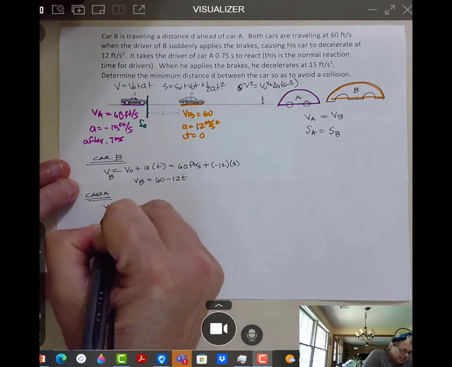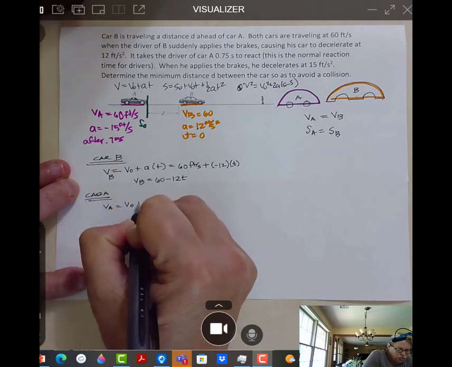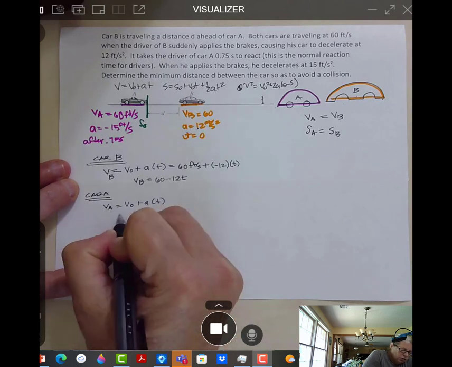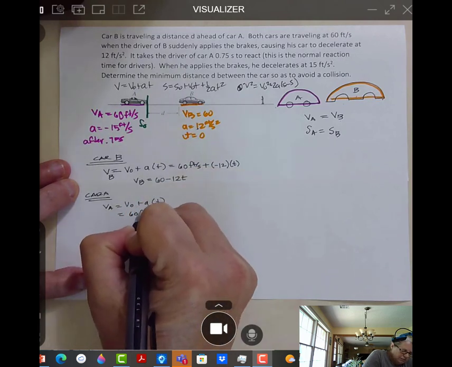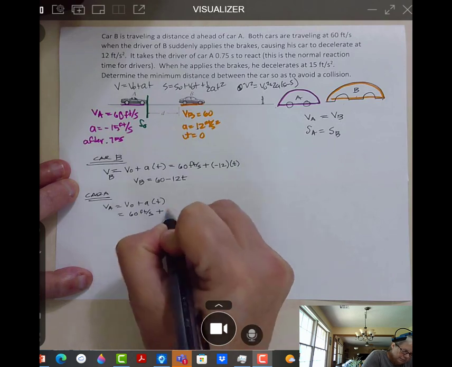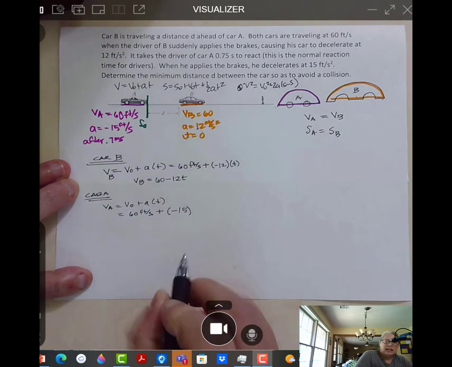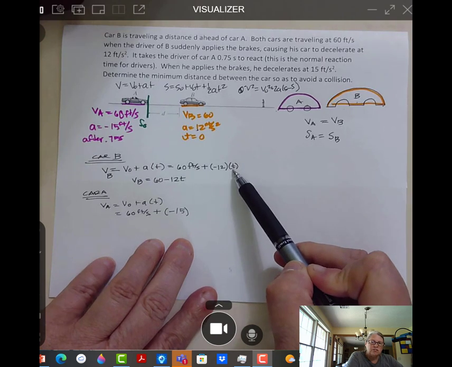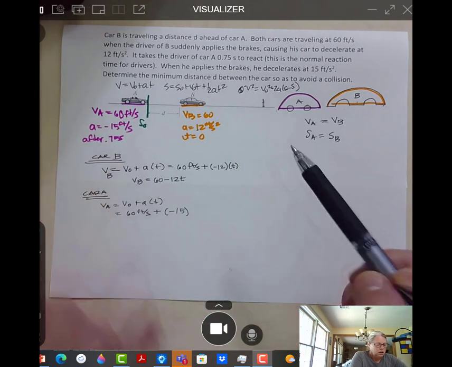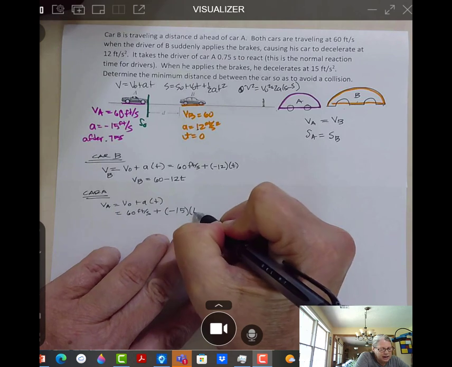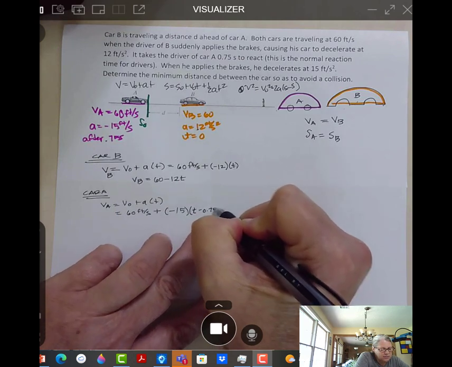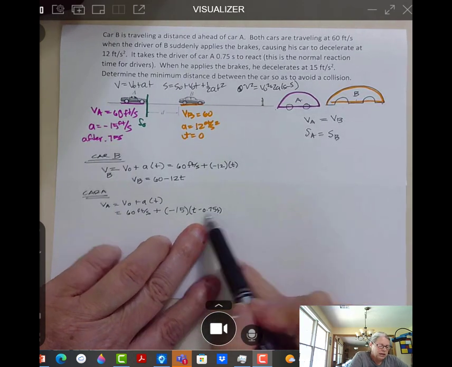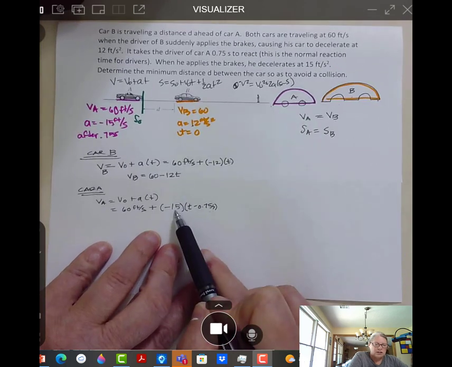I can say the velocity of A is also the initial velocity plus a times t. So my initial velocity is 60 feet per second, plus I'm slowing down at negative 15. But I have to keep in mind, is it the same amount of time that we're slowing down, or is there a lag? So here is where I have to remember to say t minus 0.75 seconds. It's slowing down a little bit slower, but it's got a faster rate.